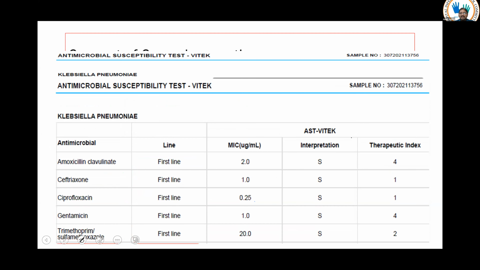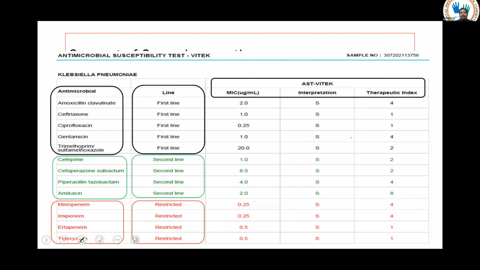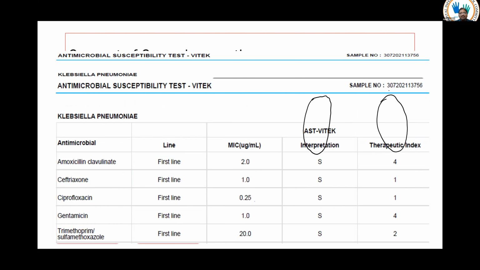But even if this report is available, it should not be thrown to the clinician as is, because we can see we have a series of first line drugs coming susceptible. So when we get at least one or two good drugs susceptible in the first range, we should not give the old data. What we'll do is cascade reporting, and we'll give only the first line drugs to the clinician.